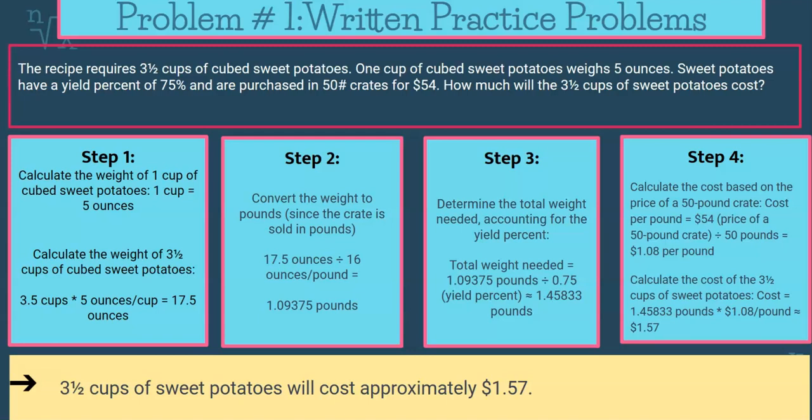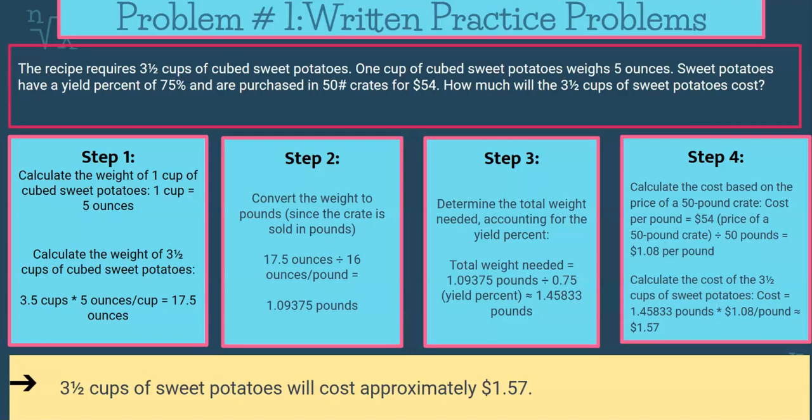But it's asking you how much is it going to cost. So step 4, you're going to calculate the cost based on the price of the 50-pound crate. So it's $54. The average purchase price for the crate is $54. You're going to divide by 50 pounds because there's 50 pounds of sweet potatoes in the crate. So it's $1.08 per pound.